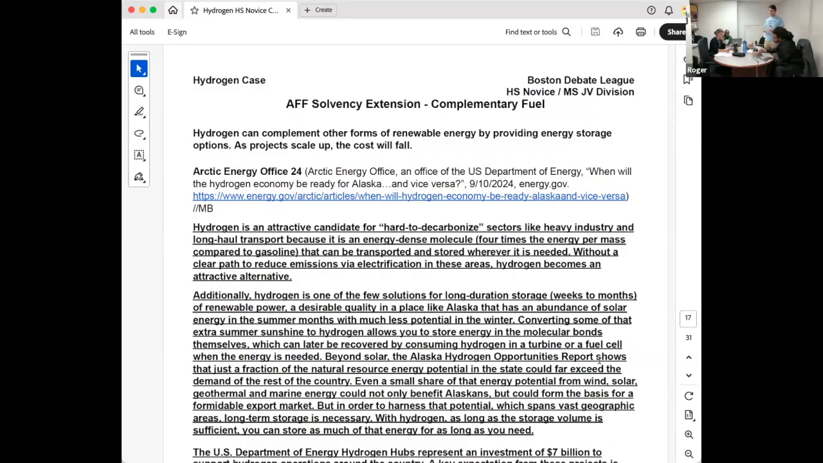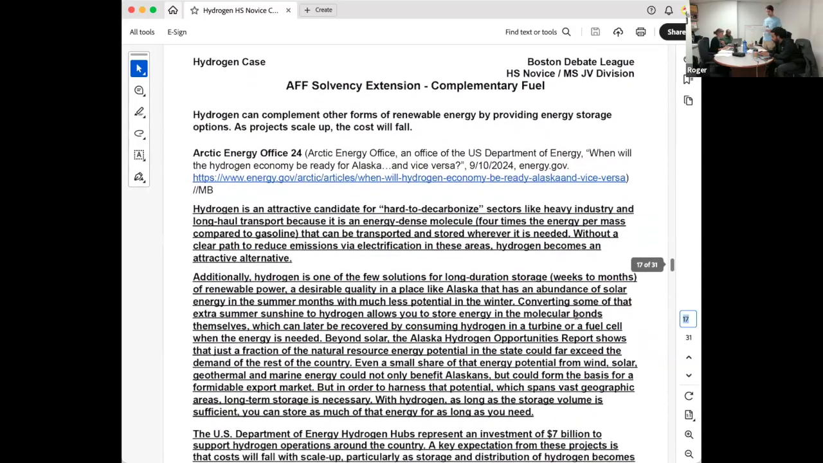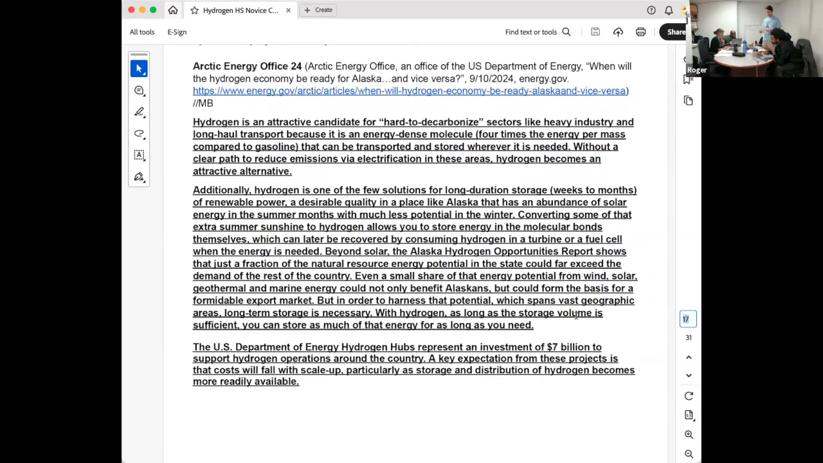So I'm going to start right in the second paragraph here. Hydrogen is one of the few solutions for long duration storage, from weeks to months, of renewable power. A desirable quality in a place like Alaska that has an abundance of solar energy in summer months, but much less potential in the winter. And I'm going to stop the card there. I'm also going to read a little bit further down. The U.S. Department of Energy hydrogen hubs represent an investment of $7 billion to support hydrogen operations around the country. A key expectation from these projects is that costs will fall with scale up, particularly as storage and distribution of hydrogen becomes more readily available.